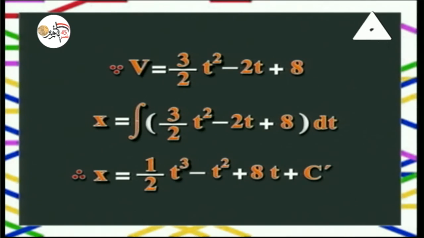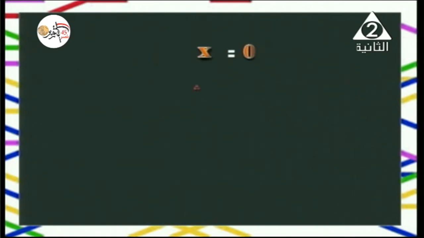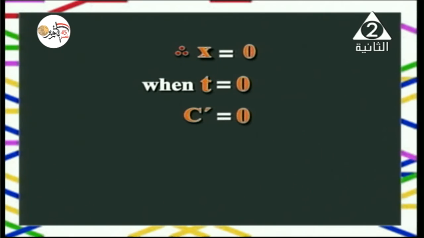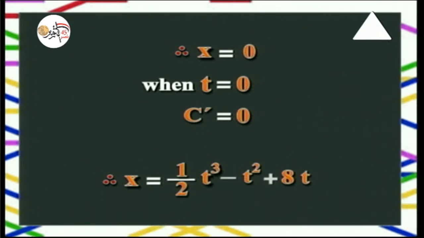By substitution, x equals 0 when t equals 0. A particle at t equals 0 has no position vector, so x equals 0. Therefore, c dash equals 0. What did the relation become? x equals 1/2 t cubed minus t squared plus 8t. My dear student, this is the position vector or displacement.